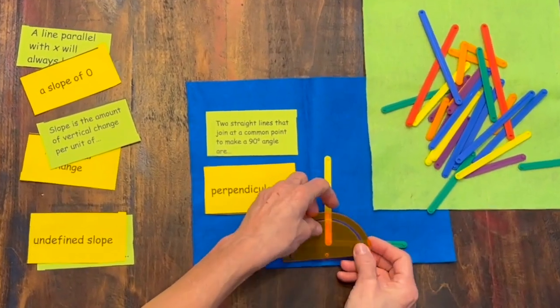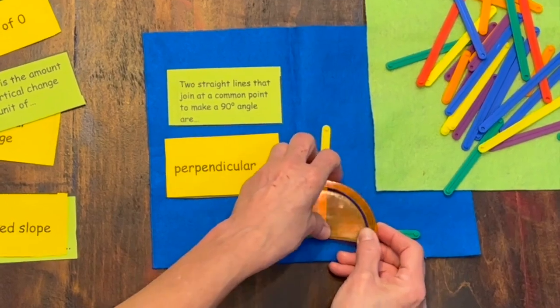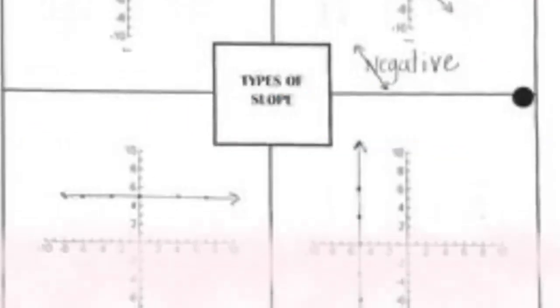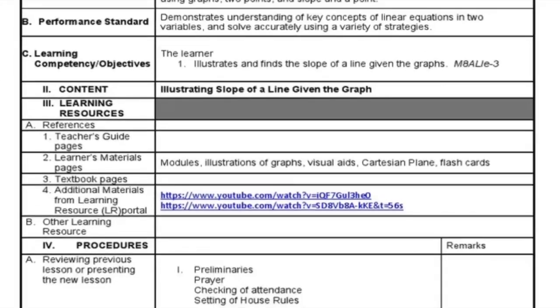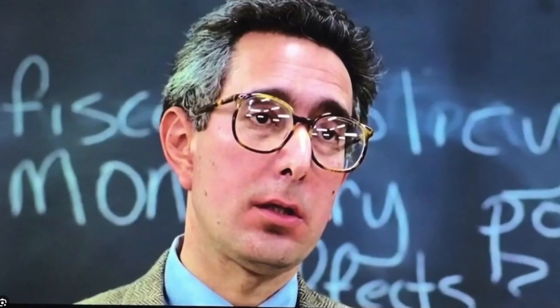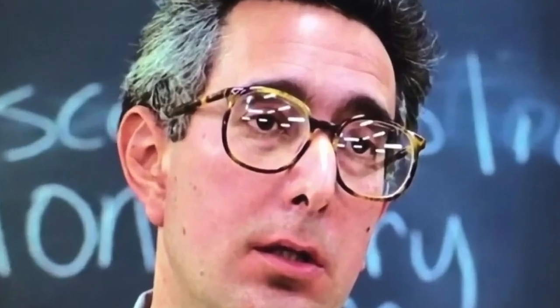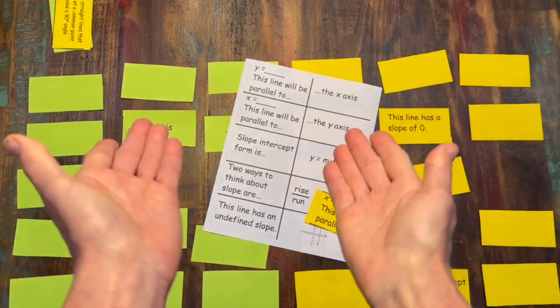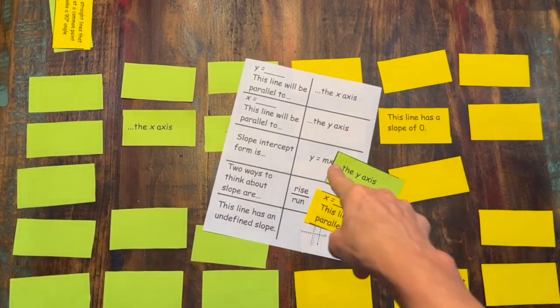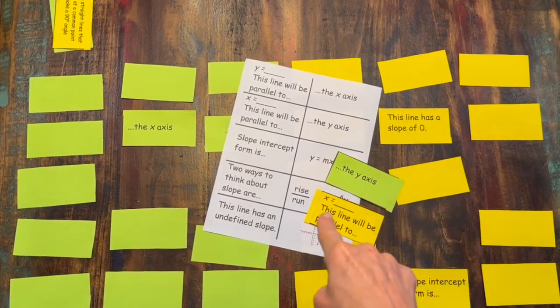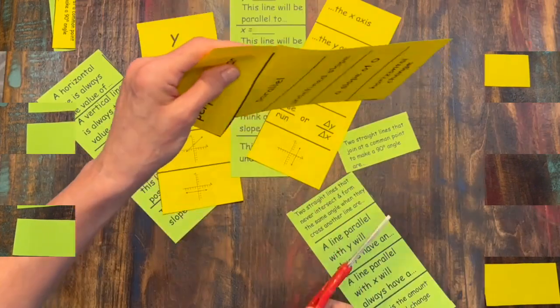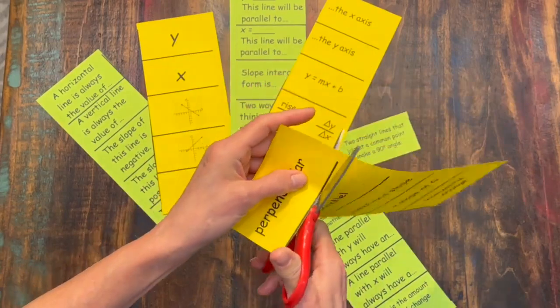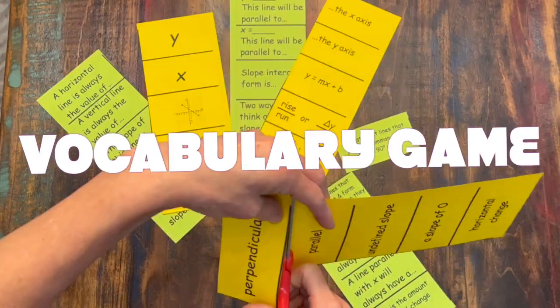Today I've got an exciting video for all you algebra teachers out there. We know teaching undefined and zero slope can be a bit tricky. It's often presented in a way that feels abstract and disconnected. But fear not, because today we're going to show you how to make it hands-on, engaging, and memorable for your students. First things first, let's set the stage with the matching vocabulary game.